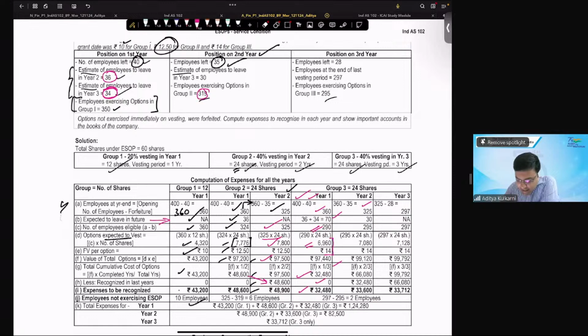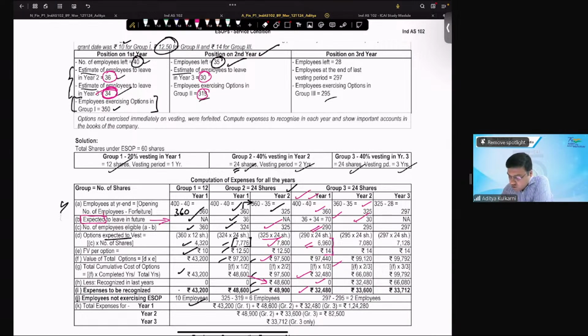Sir, which one should I take? Should I take 34 or should I take 30? 30, sir. Yes, 30. Why 30? Why not 34? They have given us 30, sir. Yes, because I am at the end of year 2, I now have a better estimate. So now I think 34 won't leave, only 30 will leave in the future. So 30 employees are expected to leave.